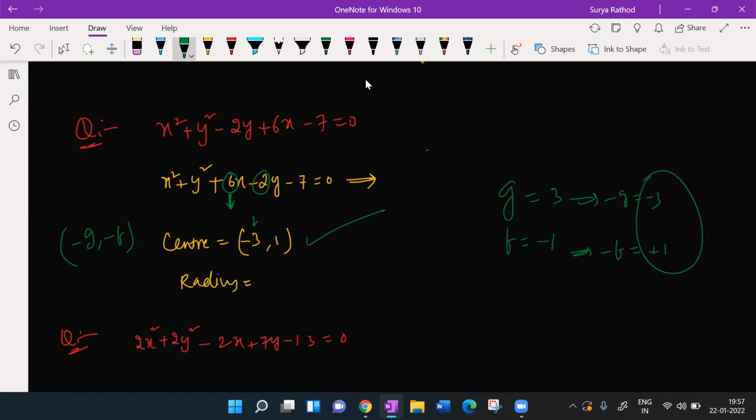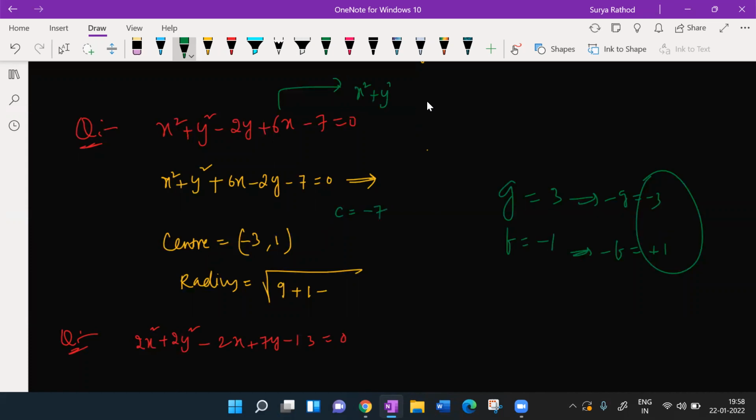Very simple. Is it clear? Hello, guys. Are you here or not? Yes, sir. What is the radius here? G square, 3 square is 9, plus 1 square is 1, minus c. What is c here? Tell me. What is c value, beta? How can I find it? Need -7, not 7. Who said 7? -7 here.